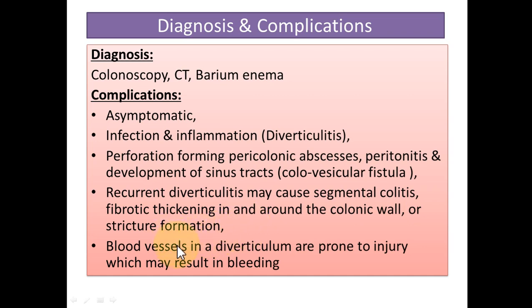Since the blood vessels in a diverticulum, which is formed of a thin membrane only covered by the serosa of the peritoneum, and there are no longitudinal muscles present here, these blood vessels are very prone to injury. And if they become injured, they may result in bleeding into the intestinal lumen, and the blood may be passed in the stools, causing melena.